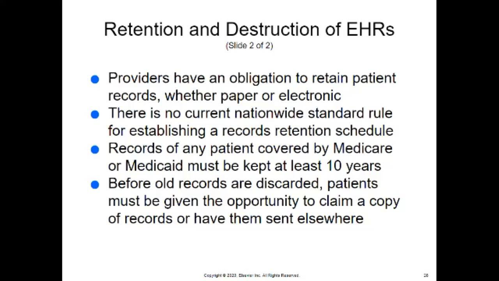So I want to make a point also: when there's no rule specifically, the best course is to keep the records for 10 years.